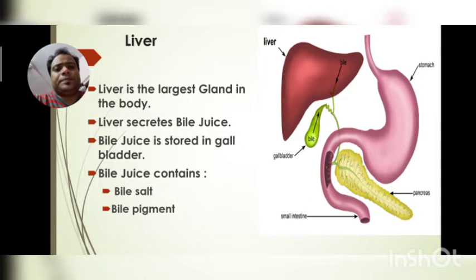The liver is the largest gland in the body, and it secretes bile juice. Bile juice is very helpful in the digestion of fat. Bile juice is stored in the gallbladder temporarily, and it contains two main things: bile salt and bile pigment.